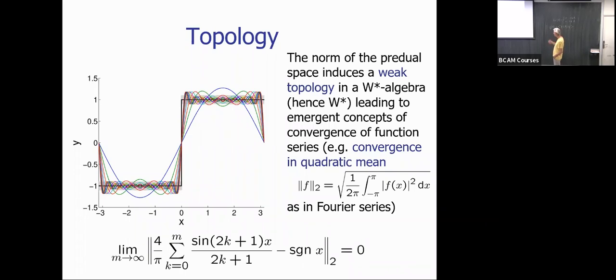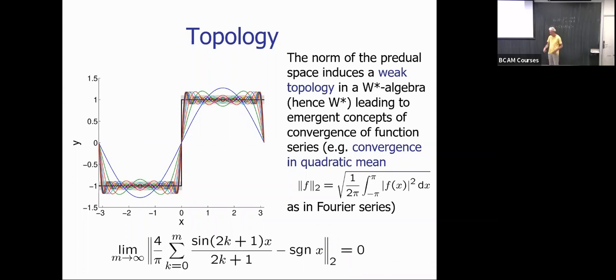And here's an illustrative example, talking about topology again. The norm of the pre-dual induces a weak topology in the W-star algebra, and therefore one talks about W alluding to weak. And this leads to emergent concepts of convergence of function series, namely, for example, the convergence in quadratic mean. What does this mean?